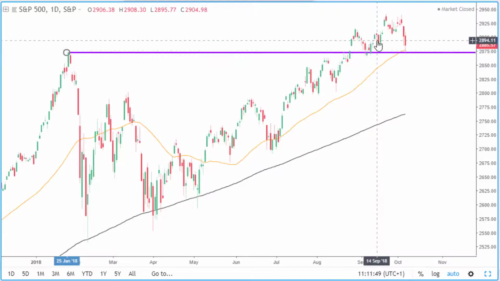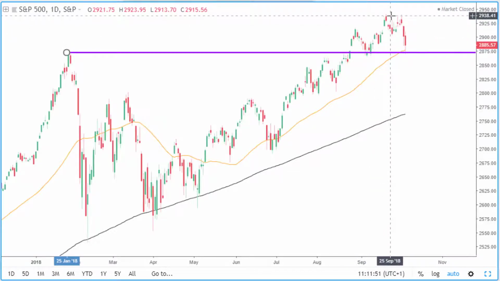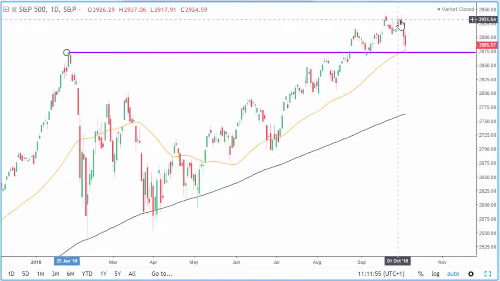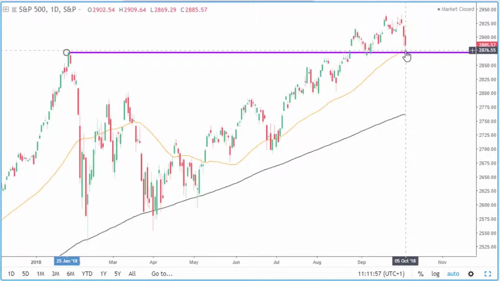We saw further move to the upside, but price found resistance around this area here, and as we can see, price has moved back to the downside. And what price is currently doing is finding support at this previous resistance turned support area and also the 50 simple moving average. So although we've seen a decline in the market, there's nothing to worry about just yet because there is a strong cluster of support around this zone here.